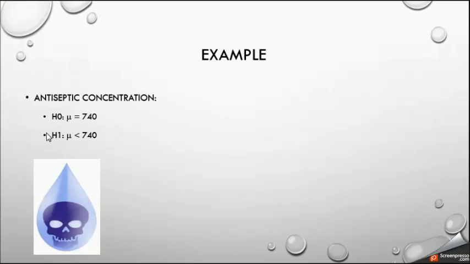So our null hypothesis is mu equals 740. Our alternative hypothesis is mu is less than 740. So this is considered a one-sided test.